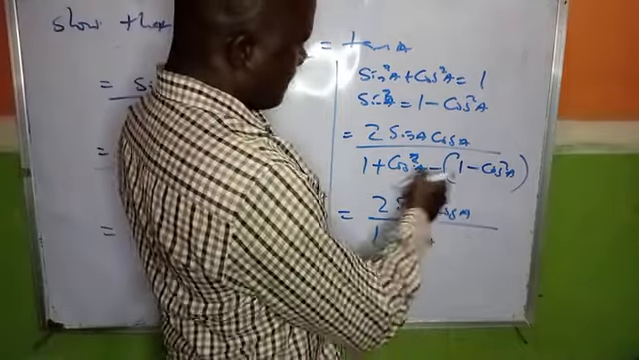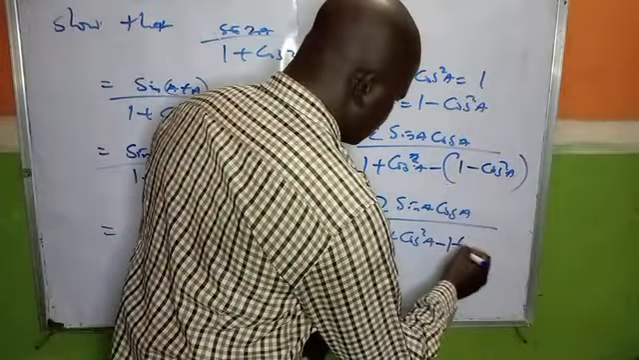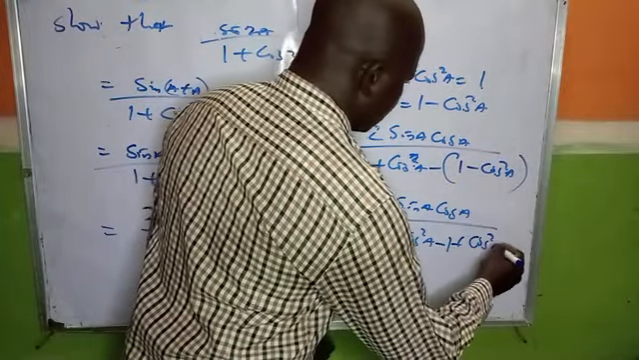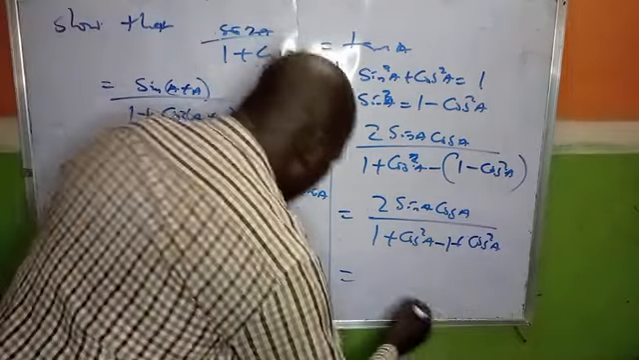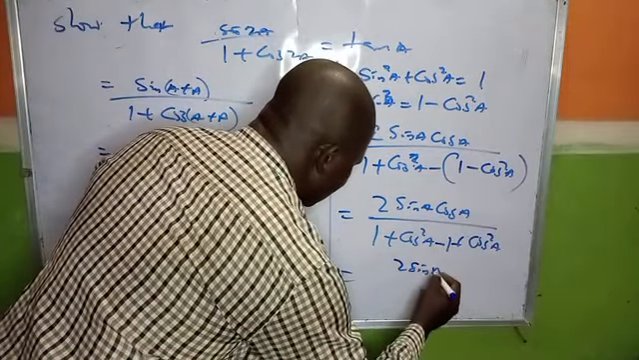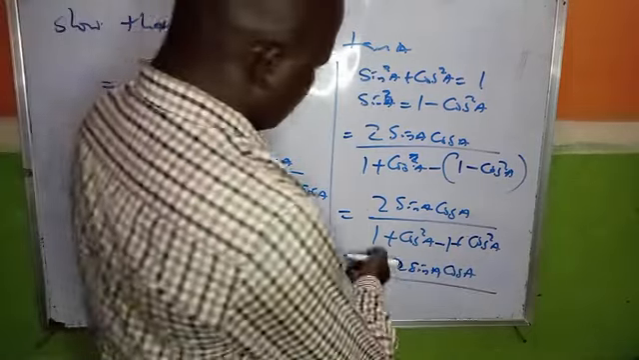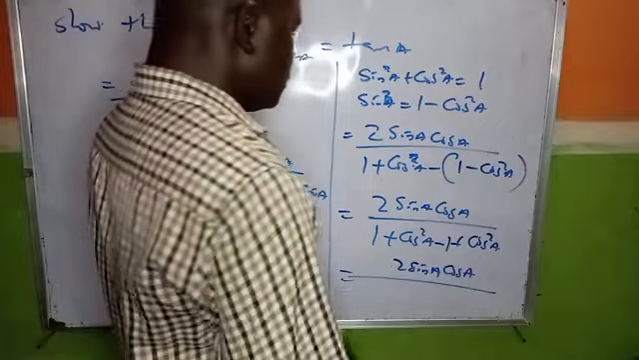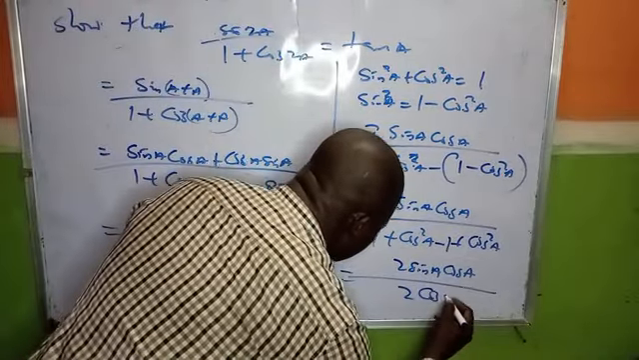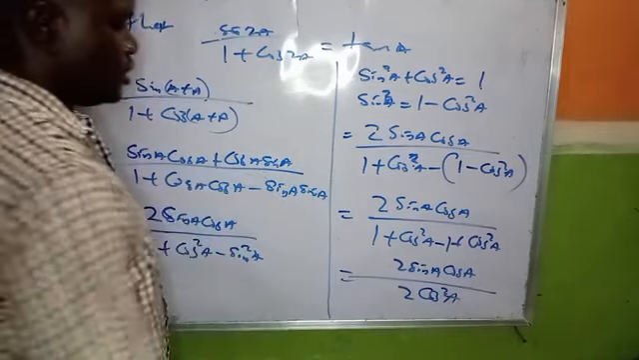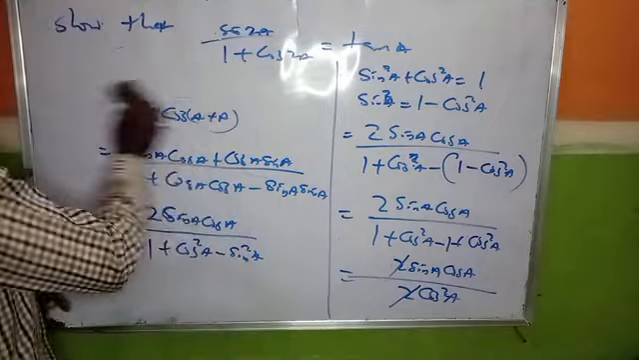Now look, minus 1. Minus minus is plus cos square A. So what do you have? You have 2 sine A cos A. So 1 minus 1, 0. So cos square A plus cos square A, you have 2 cos square A. So this will cancel this. So what will you answer now?